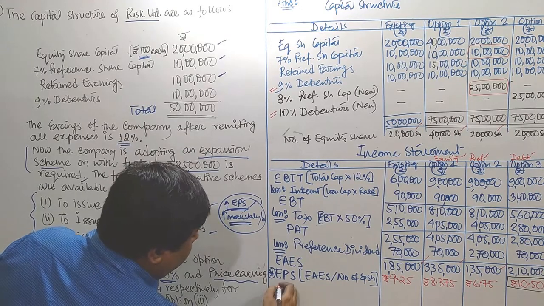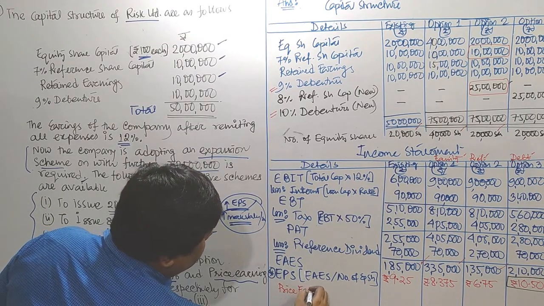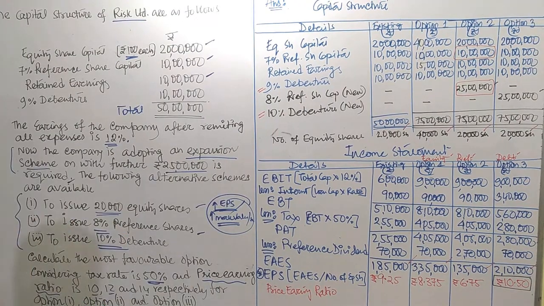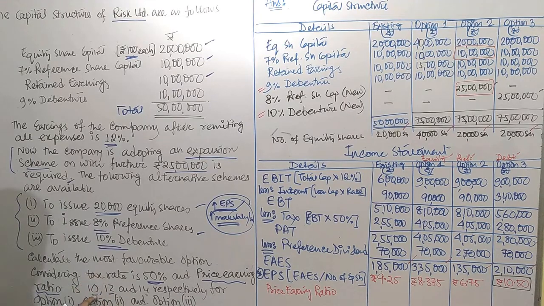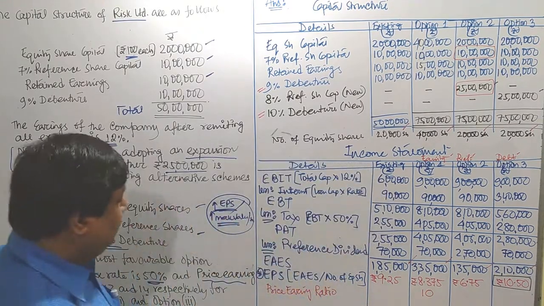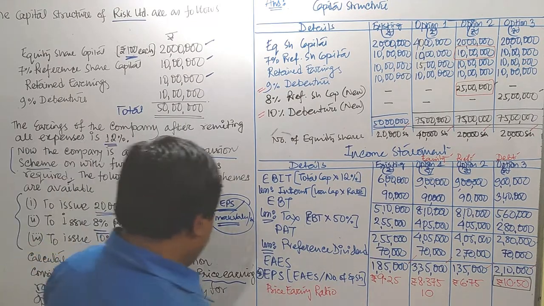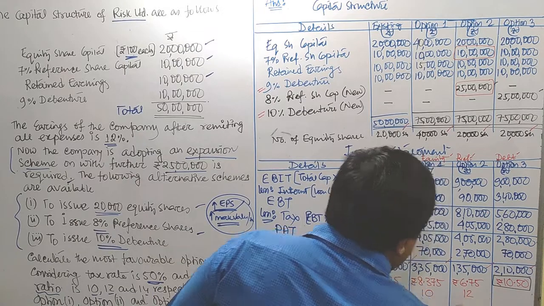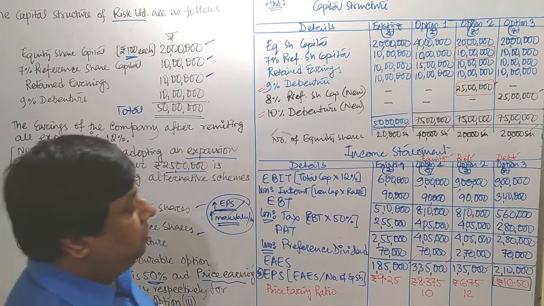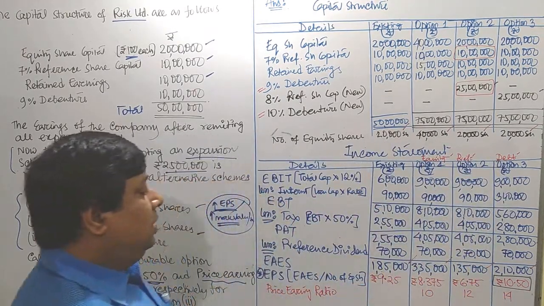Let me write over here, price earnings ratio. In case of option 1, equity financing, the price earning ratio is 10. In case of preference financing, it is 12. In case of debt financing, the price earning ratio available to us is 14. These price earning ratios are provided to us.